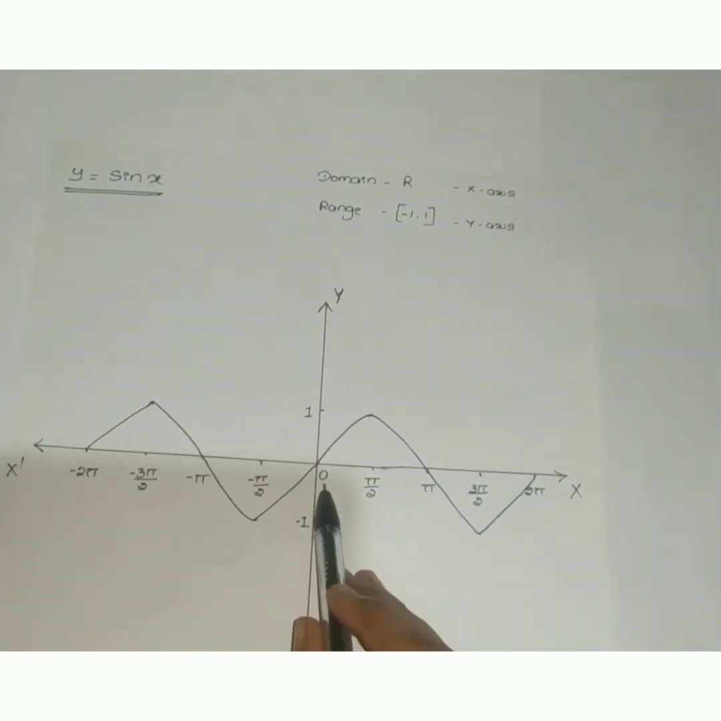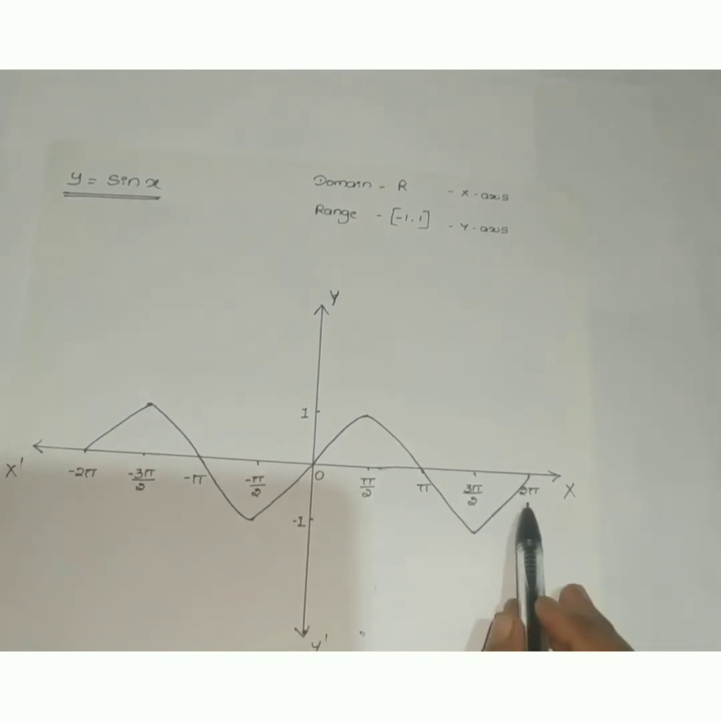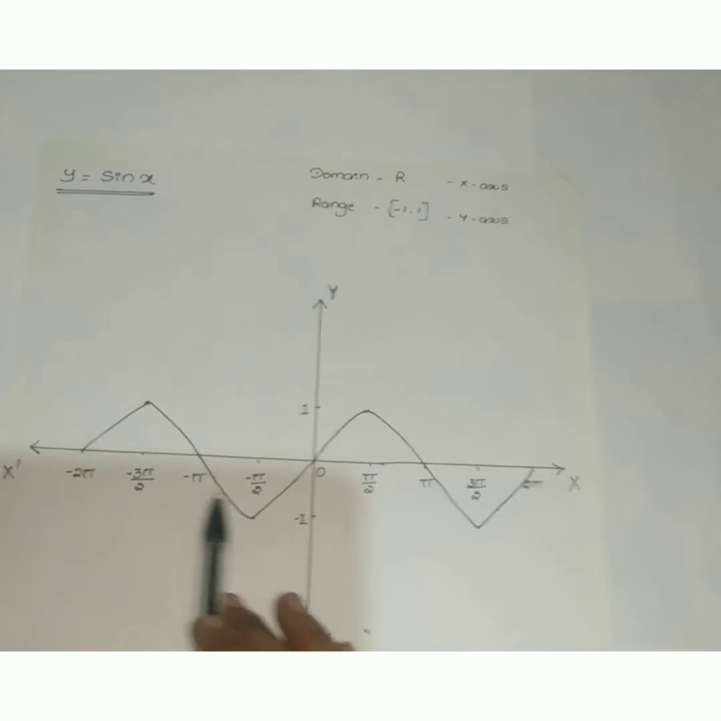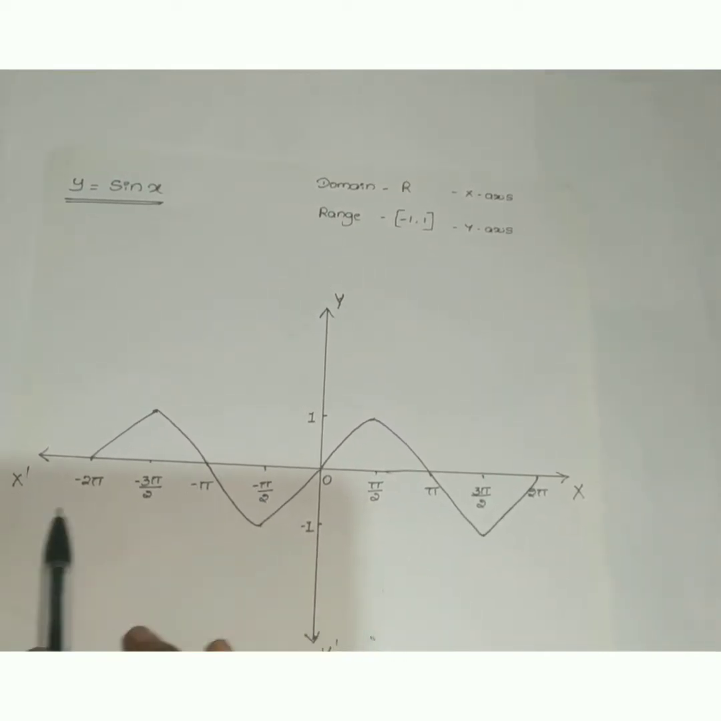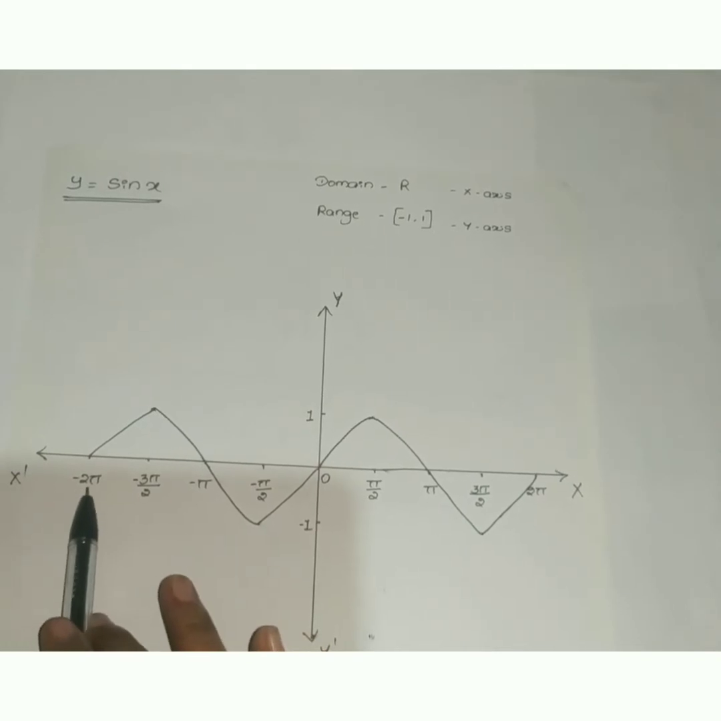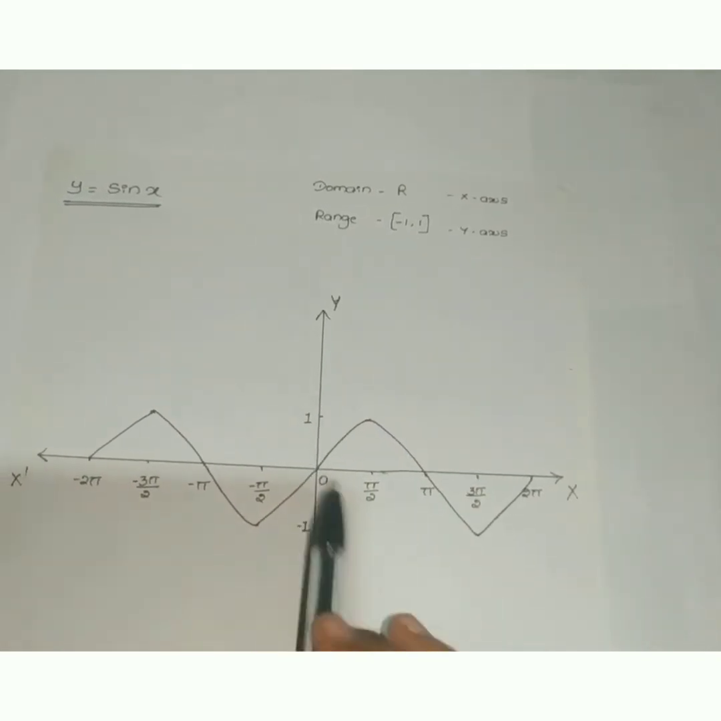On the x-axis the domain values are 0, pi by 2, pi, 3 pi by 2, 2 pi and so on. In the same way on the negative axis minus pi by 2, minus pi, minus 3 pi by 2, minus 2 pi. And the range values on the y-axis are 1 and minus 1.